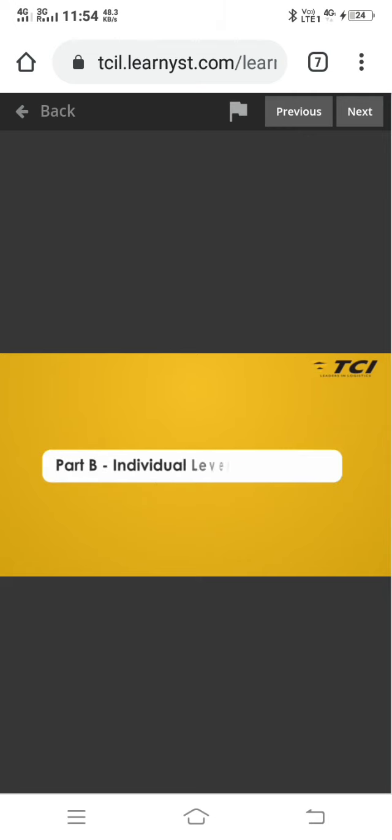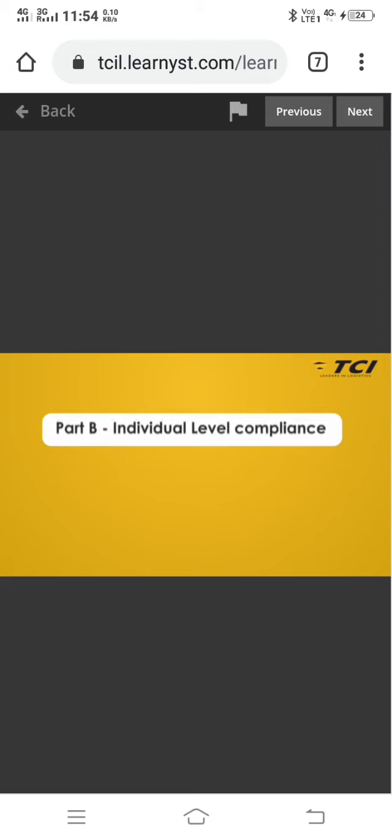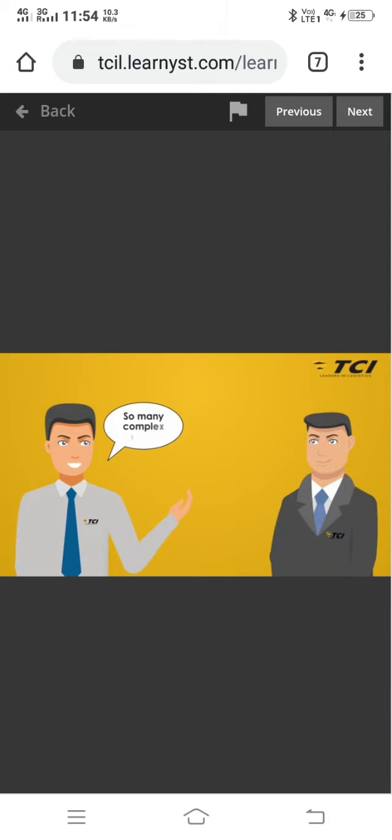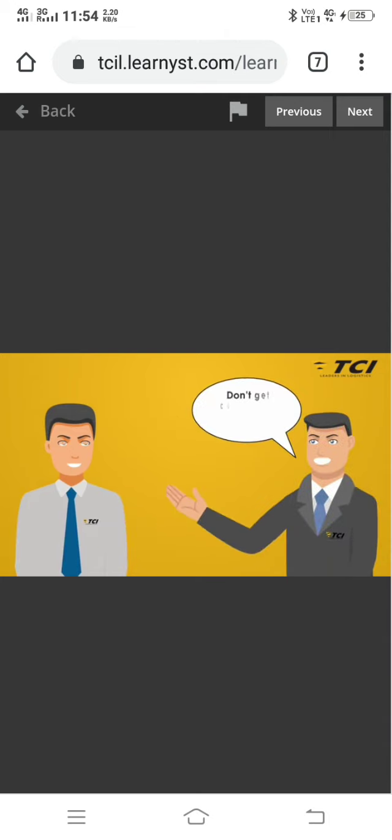Part B. Individual level compliance. Since you have learned what company level compliance requirements are, now we should focus a bit on the individual level compliance requirements, which contains two major areas: don'ts under Code of Ethics and whistleblower policy, confidentiality, do's and don'ts. So many complex words. Don't get confused by the heavy terminology. Let's understand them one by one.